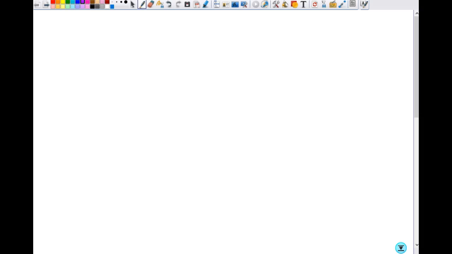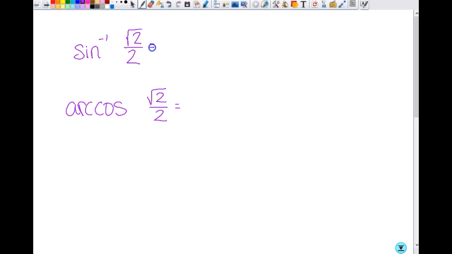So I want you to think about what the answers would be to this. I want the sine inverse of the square root of 2 over 2 and the arc cosine of the square root of 2 over 2. So we'll just think for a second. Give everybody a chance to think, because you might just know, but other people might need a chance to process what I'm even asking here.